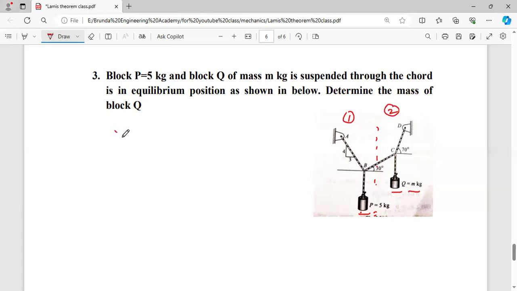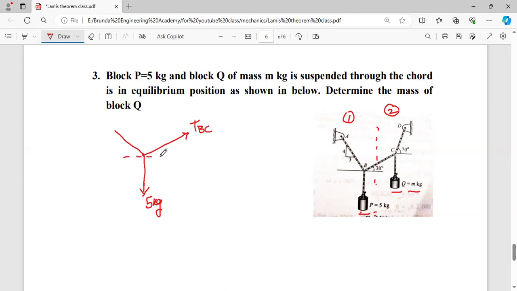So for part 1, we have to draw the free body diagram. Free body diagram means we have to eliminate the supports and indicate the actions. Suppose here the force P, that is 5 kg. It is the force P. And here TBC, tension in BC. So here it can be taken as the TBC.